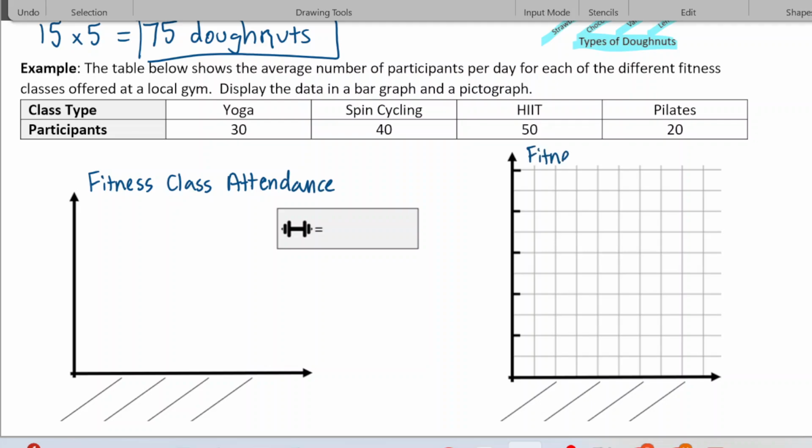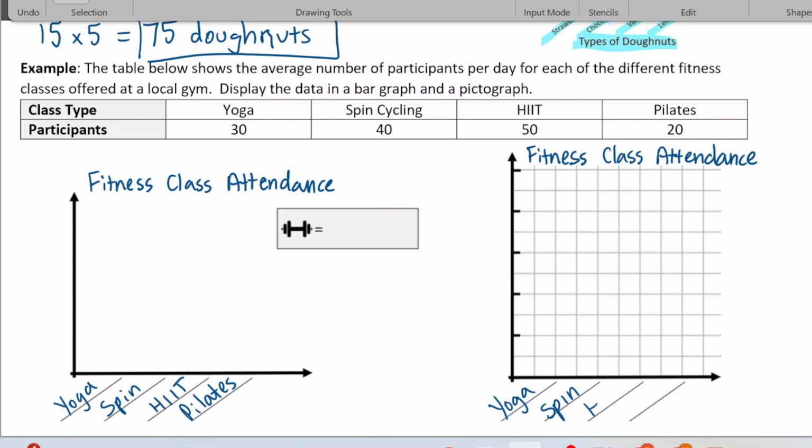Fitness class. So across the bottom, we're going to put the different categories. So we've got yoga, spin, HIIT, and Pilates. Same here, yoga, spin, HIIT. Oop, I spelled that wrong. Pilates.